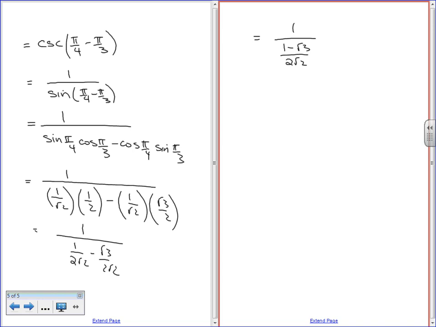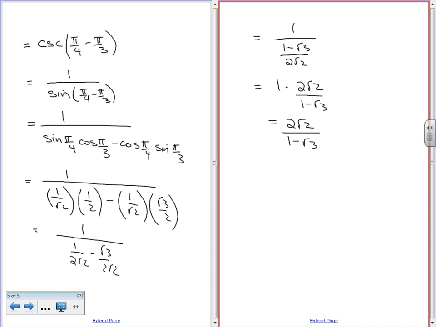So I'm taking a number and dividing it by a fraction. I have to invert and multiply. So 1 times 2 root 2 over 1 minus root 3. And that would be my final simplified answer.